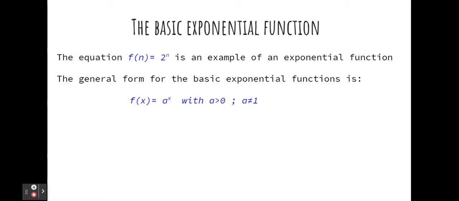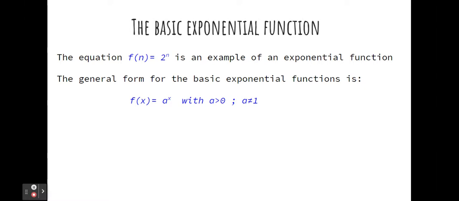Why is it that we have these two restrictions? A cannot be negative because if we were to have a negative number as a base, as the exponent changes, the value of the outcome would change from positive to negative. For example, with negative 2 as a base, negative 2 to the exponent 0 is 1. Negative 2 to the exponent 1 is negative 2. And then negative 2 squared would be positive 4. So we would be having a positive value, then a negative value, etc. And that doesn't render a function. So that is why a has to be greater than 0.